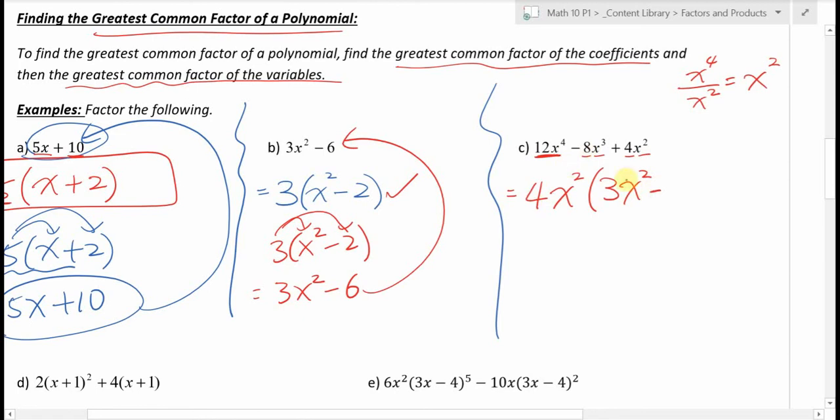Minus 8 divided by 4 is a 2. That's x cubed divided by x squared. Same base, you subtract exponents, so 3 minus 2 is a 1. You don't need to write the exponent of 1, but I'm just showing you that, okay? And finally, 4x squared divided by 4x squared. Hopefully that's clear. That's just going to be a 1, okay?